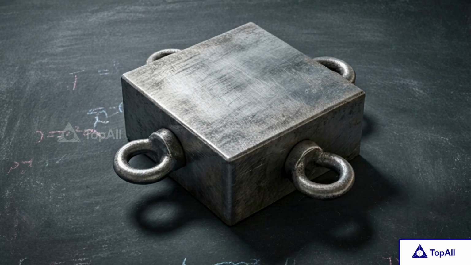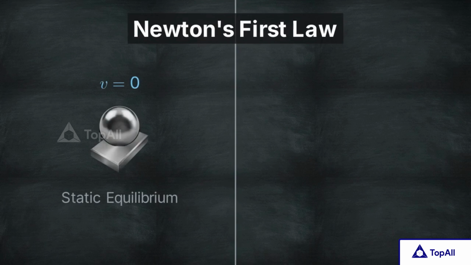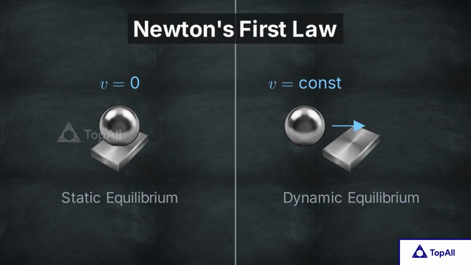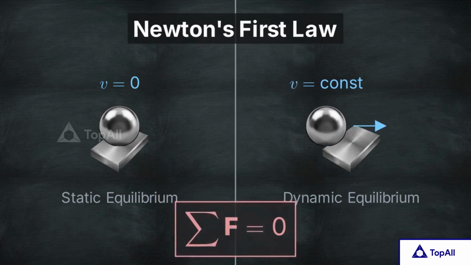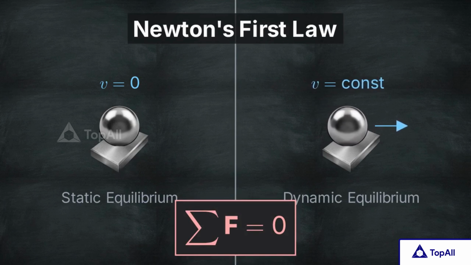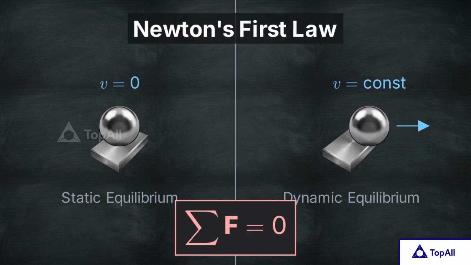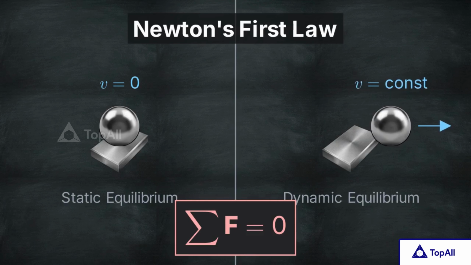exactly zero. Newton's first law dictates that equilibrium applies to a particle at rest, but it also defines a particle moving in a straight line at a constant speed. In both cases, the sum of all external forces is zero.